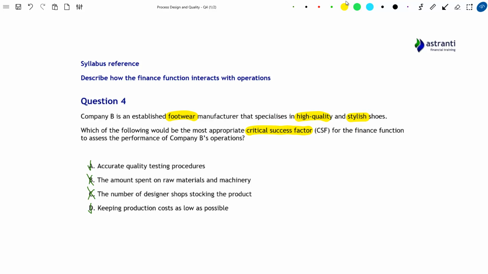Because we know we're looking for high quality and stylish shoes, it doesn't seem very good for our strategy to be trying to keep costs low, because low costs usually don't come with incredibly high quality. It's more likely that Company B would want accurate quality testing procedures because the quality of their footwear is really important to them, which would make this our correct answer.